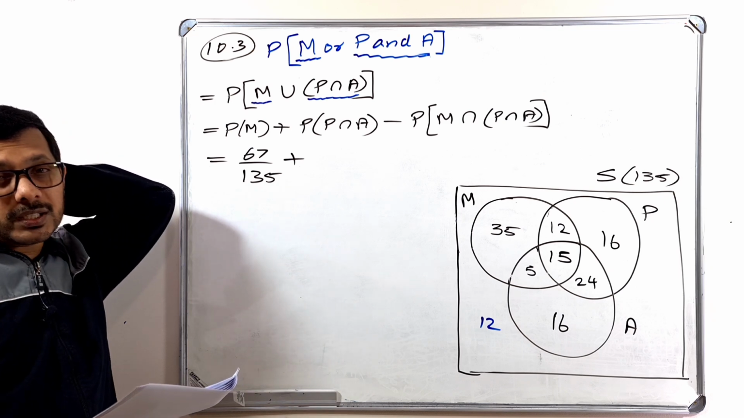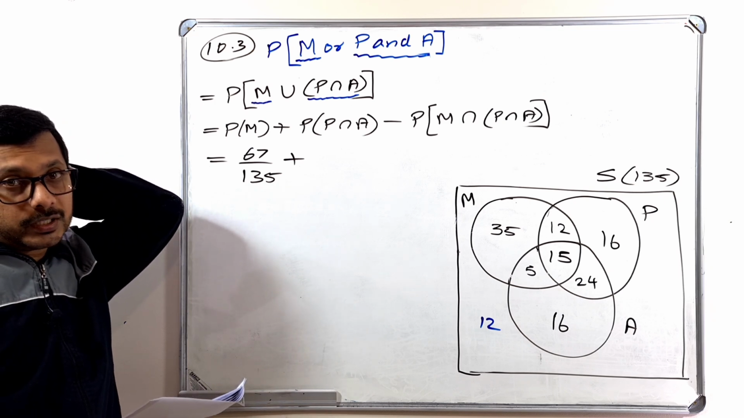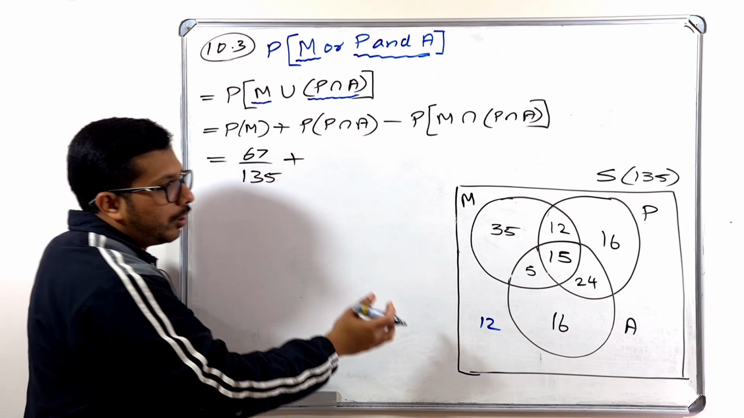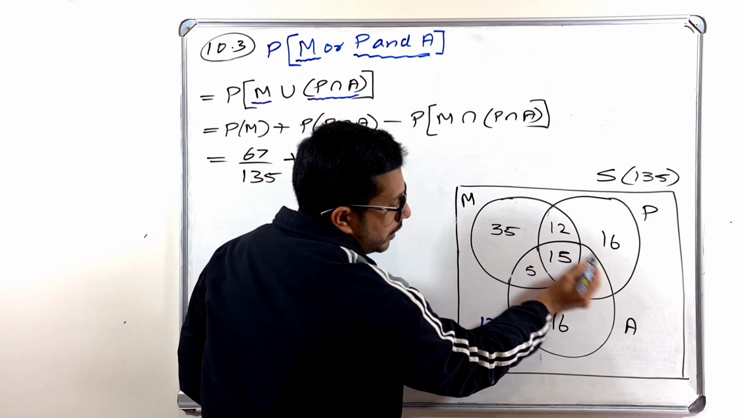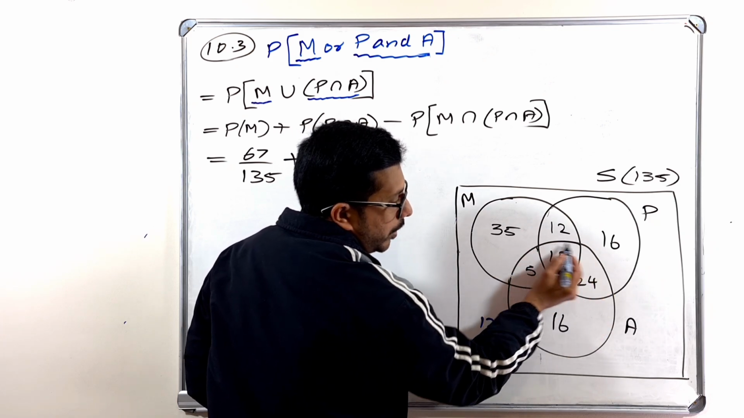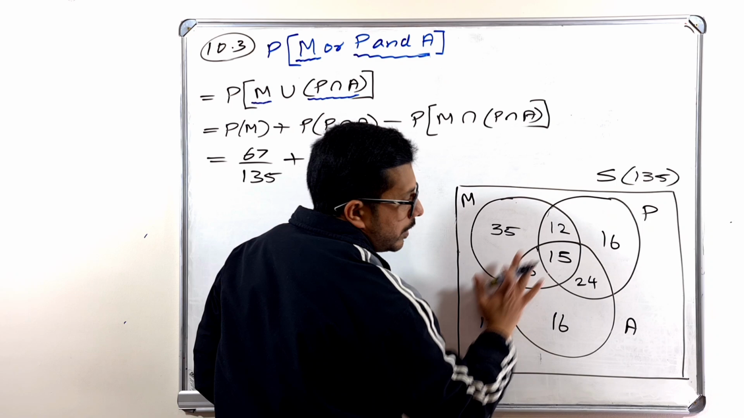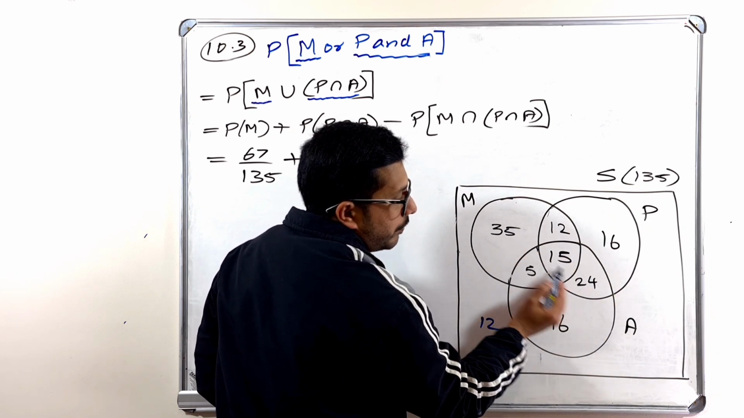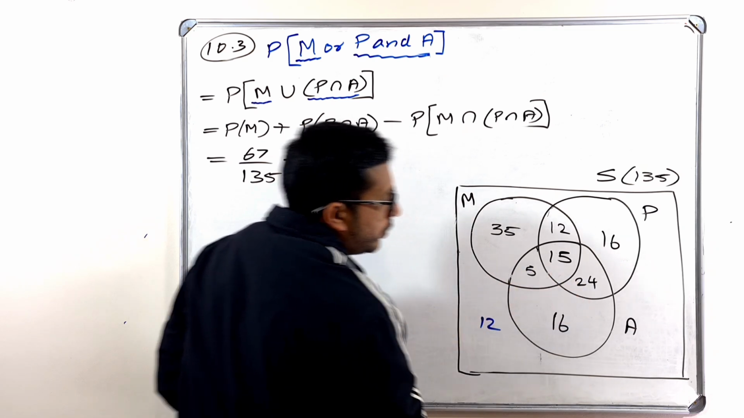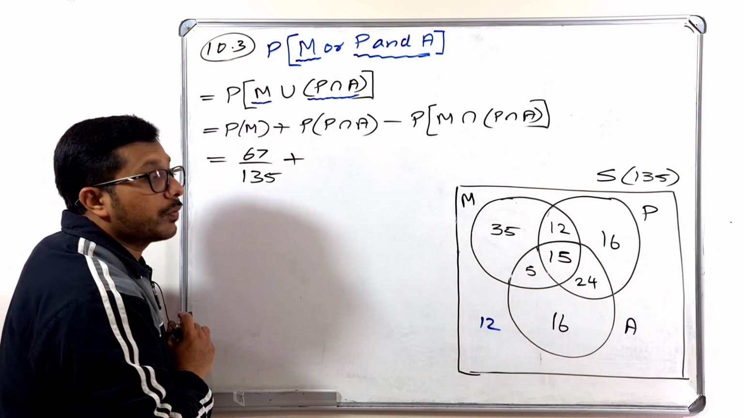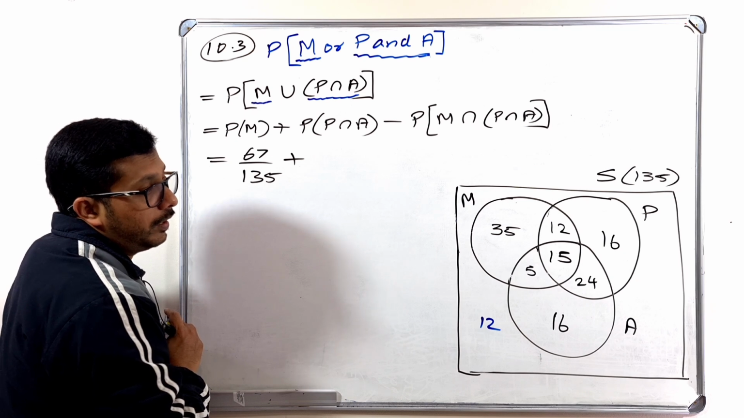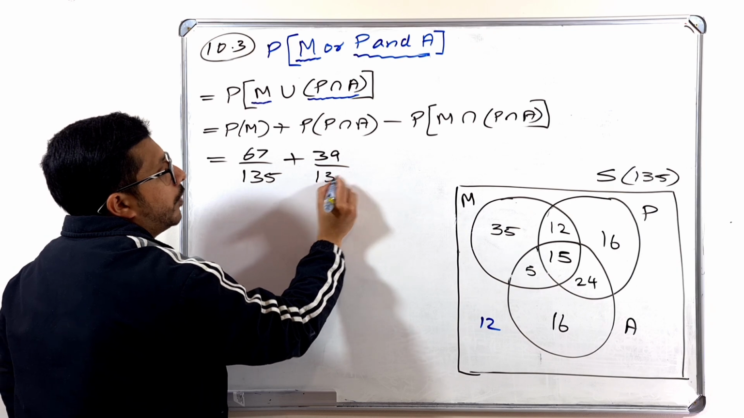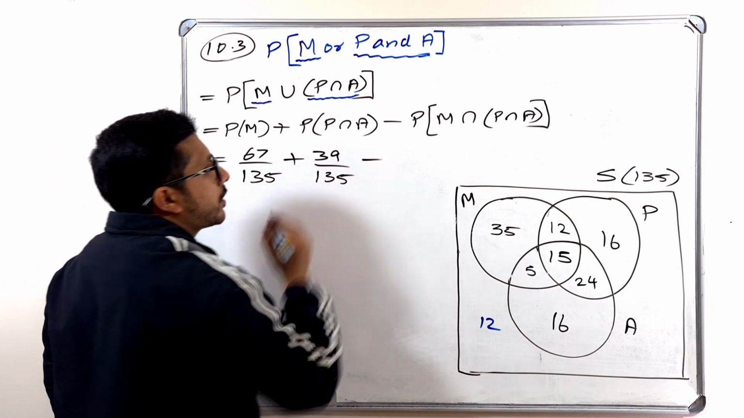What is the meaning of intersection? Common part. Am I right? Which two subjects? Physics and accounting common. This is the common part for physics and accounting. Am I right? This is the physics circle and this is the accounting circle. So which part is common for physics and accounting? This 15 and 24. So what is 15 plus 24? 15 plus 24 is what? 39. So it is 39 divided by 135 minus.